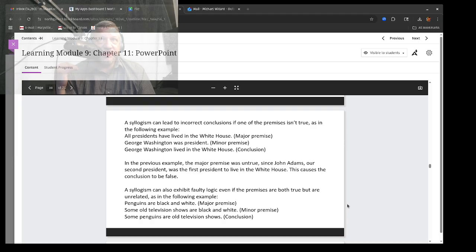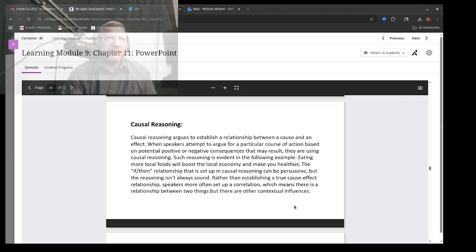It goes back to picking good data. You can even have faulty logic, even if both premises are true, but if they're just not related closely enough, you can create a false issue. So think about penguins are black and white, right? They're two colors, mainly black and white. That's our major premise. Some old television shows are also in black and white, right? That's our minor premise. So some penguins are also old television shows, right? Come on. Believe it or not, I see these being applied, not quite to that dramatic level, but in some of the speeches I get to see.